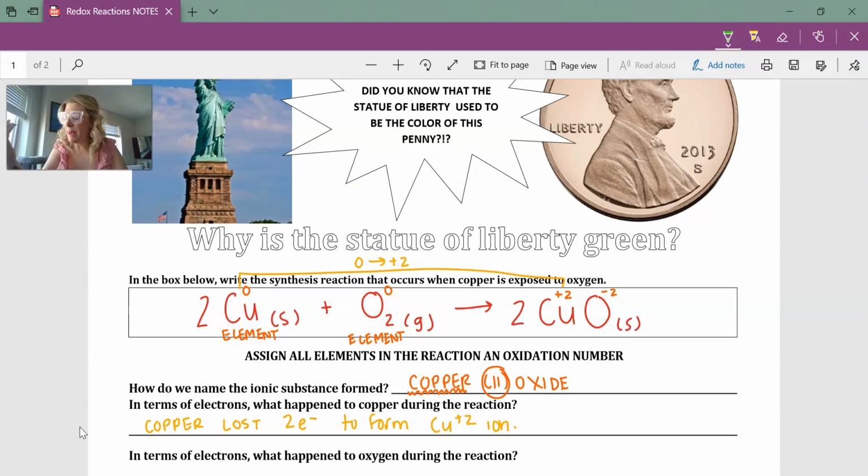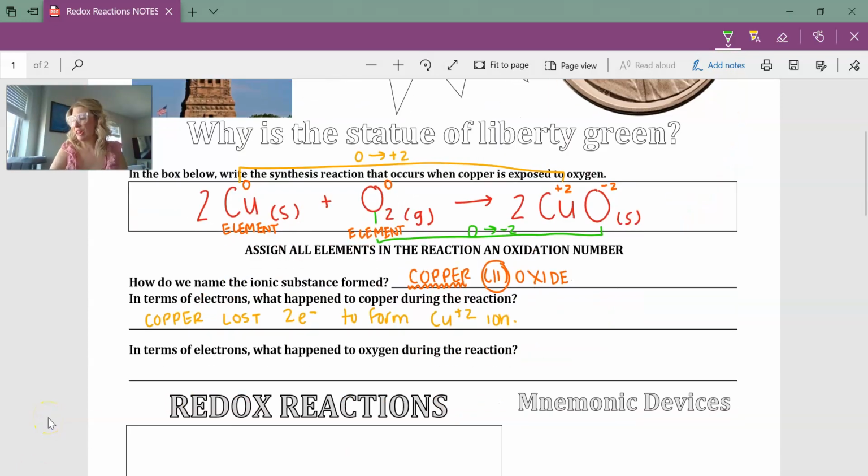Okay, and then what happens to oxygen? Well, oxygen goes from O2 to O2-. So oxygen goes from a 0 to a -2. And so oxygen has lost, or I'm sorry, gained 2 electrons to form the O2- ion.